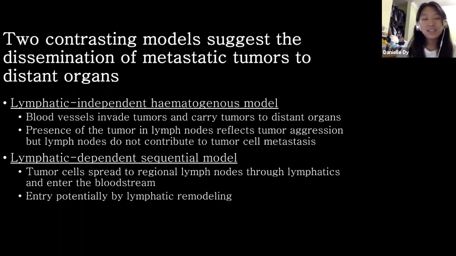Whereas the lymphatic dependent sequential model, which is what I'm going to be talking about today, proposes an alternative model that suggests that tumor cells spread via the lymphatic system and lymph nodes, so that it has an actual role. So that's what we're going to be looking at today.